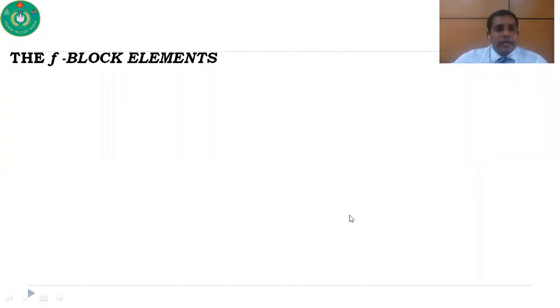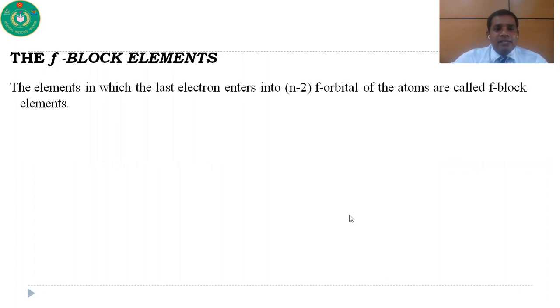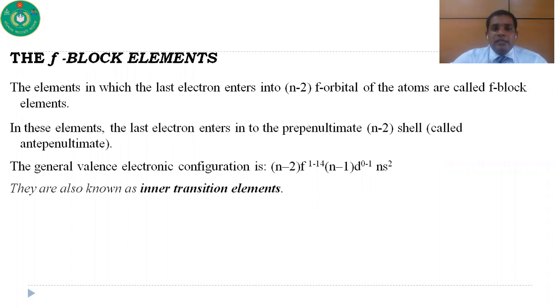So now, f block elements. The elements in which the last electron enters the (n-2)f orbital, that means the f orbital of the atoms, are called f block elements. In these elements, the last electron enters the pre-penultimate shell. What is the pre-penultimate shell? This is the inner shell of the penultimate shell. What is penultimate? This is the shell next to the outermost shell. This is the outermost shell, this is the penultimate shell, and this is the pre-penultimate shell.